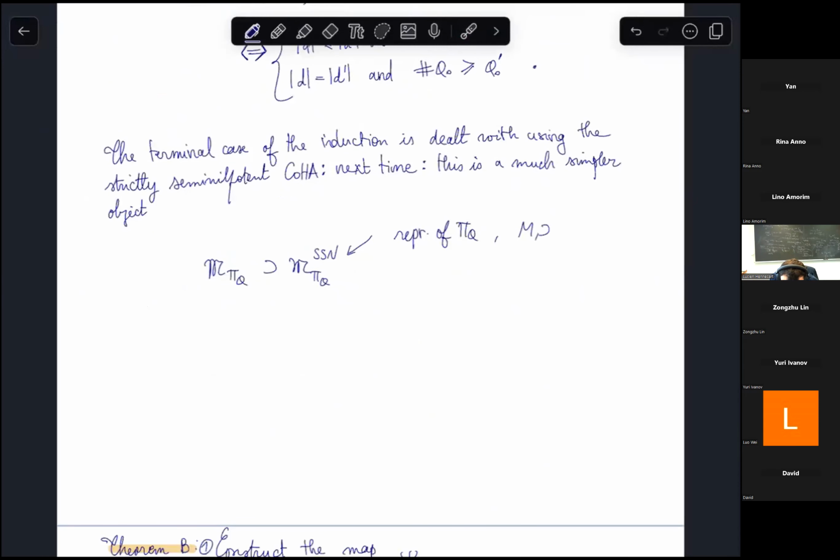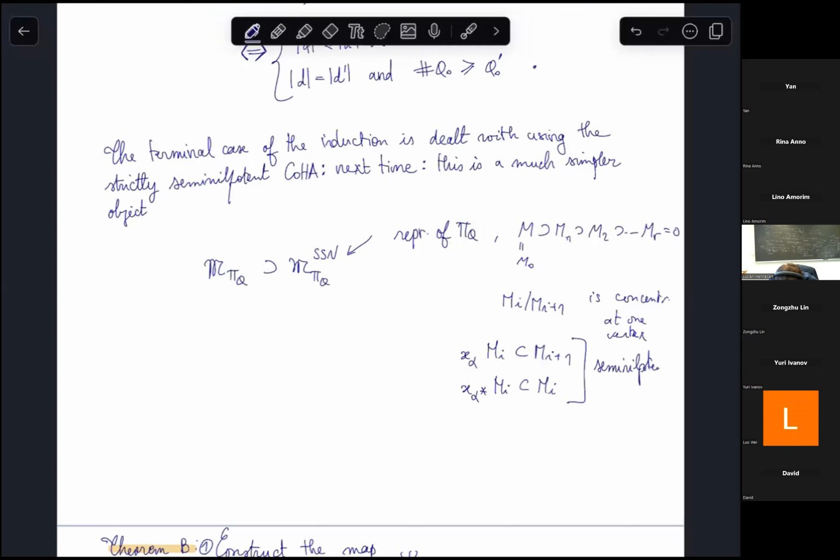So you have a filtration of M by sub-objects, M1, M2, up to MR, which is 0, and the subquotient is concentrated at one vertex. And semi-nilpotent means that the action of the original loops sends Mi to Mi plus 1, but the action of the opposite loops preserves the flag in a large sense. I'm trying to make, but maybe it's a question for the end of your talk.